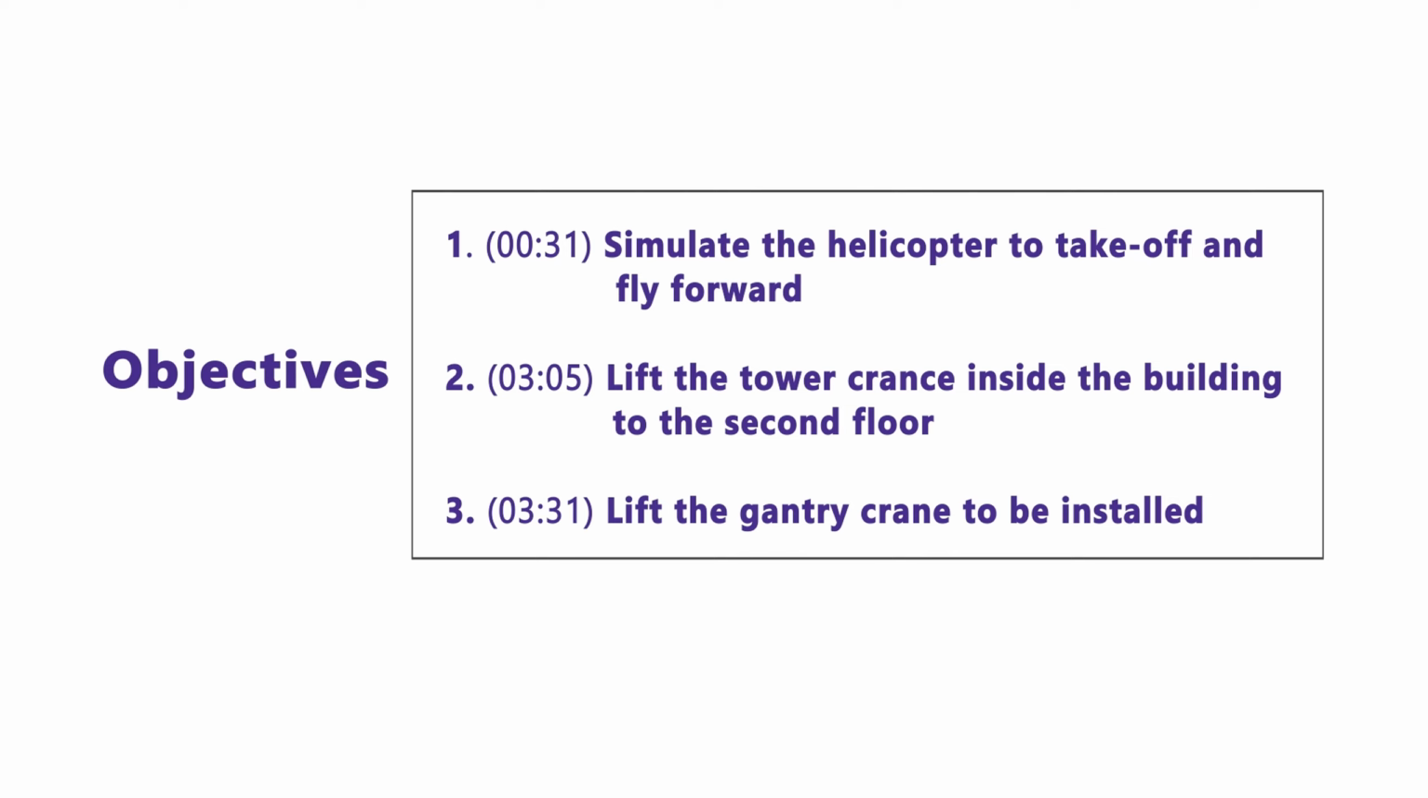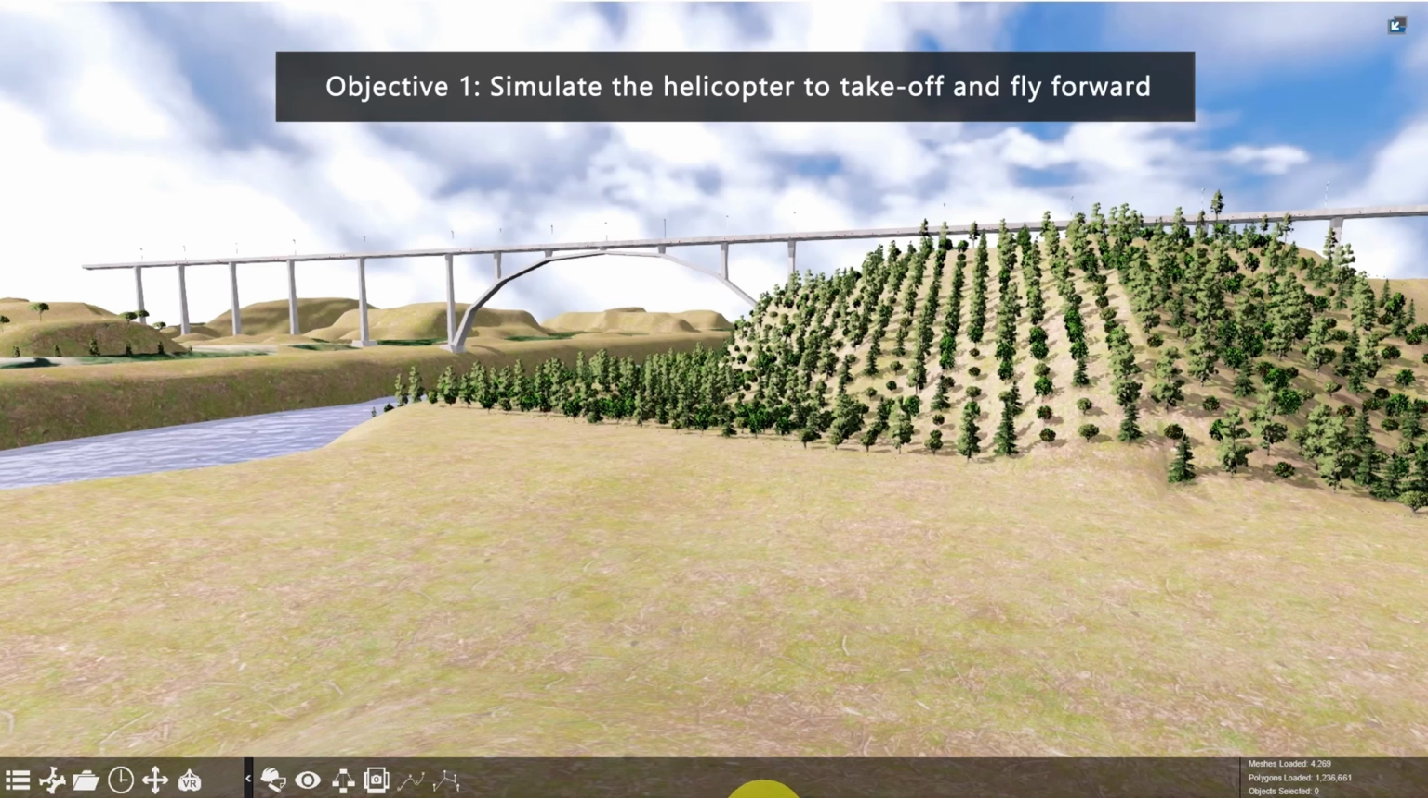Before in Fuzor, when we have to animate, we apply physics. So no matter how much you drag an equipment up, it will always stick to the ground. So for the first objective, let's simulate the helicopter to take off and fly forward.